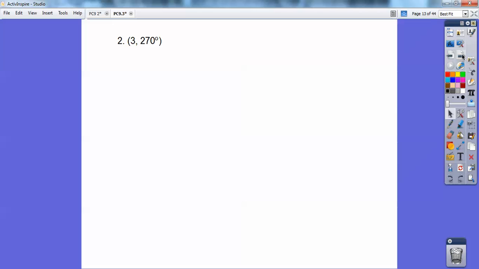Okay, so r is 3, and then the angle is 270. When you get that, you should get 0, 3, because the cosine of 270 is 0. The sine of 270 is negative 1. Alrighty, nice and easy, right? Okay, try this one here, you guys. So you do this one.